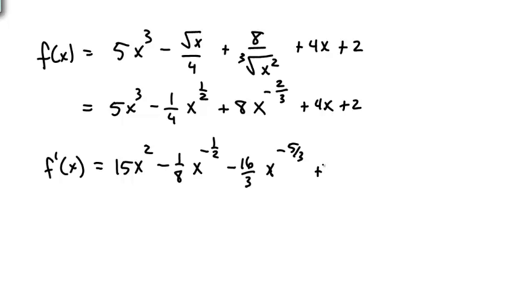4x to the 1 times 4 is 4. 1 minus 1 is 0. x to the 0 is just 1. That goes away. And this is 2x to the 0. The 0 multiplies in front and goes away. And that is that. Let's try another one.